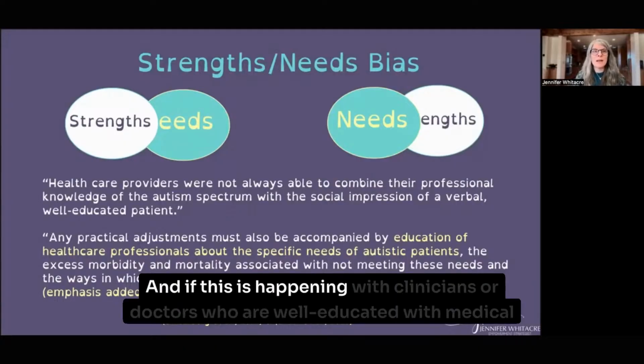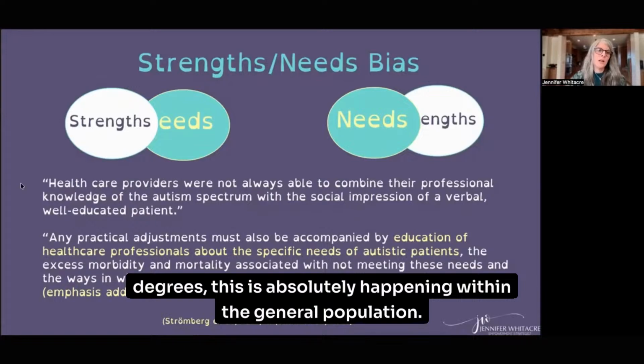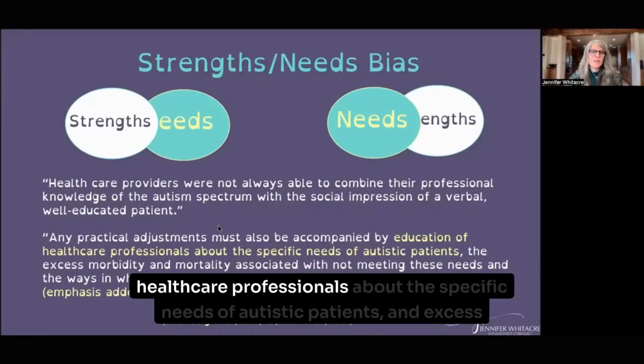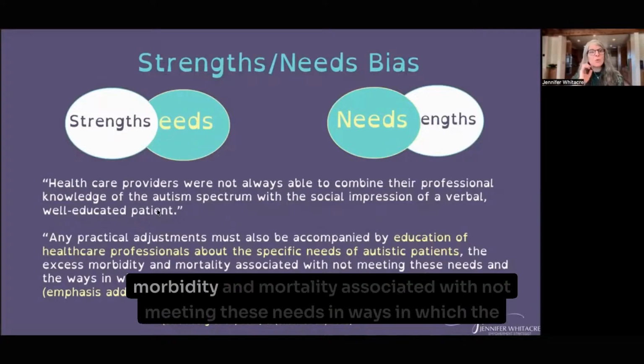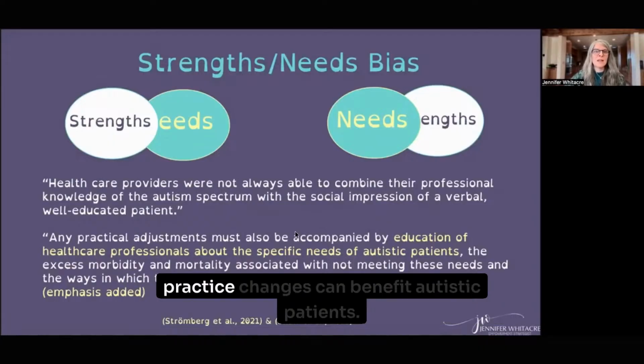And if this is happening with clinicians or doctors who are well-educated with medical degrees, this is absolutely happening within the general population. Any practical adjustments must also be accompanied by education of healthcare professionals about the specific needs of autistic patients and the excess morbidity and mortality associated with not meeting these needs, and about ways in which the practice changes can benefit autistic patients.